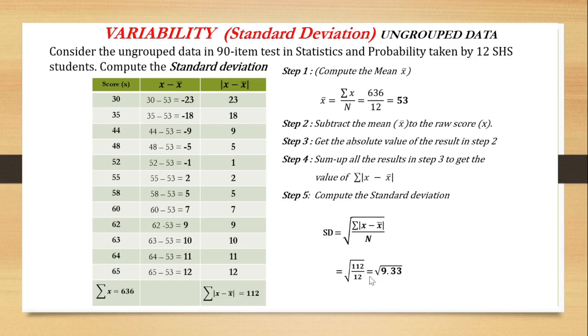After dividing 112 by 12, that is equal to 9.33. Then get the square root of 9.33, that is equal to approximately 3.05. Then we can say our standard deviation is 3.05.